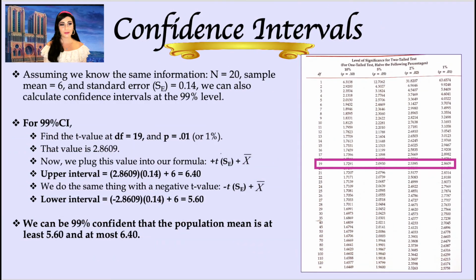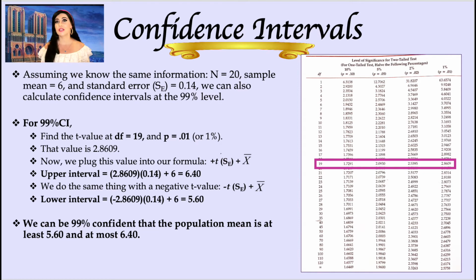So let's take a look at how we can do the same thing, but this time for 99% confidence interval. Assuming we know the same information that n is equal to 20, our sample mean is 6, and our standard error is 0.14, we can also calculate the confidence intervals at the 99% level. So the first thing we need to do is identify our degrees of freedom. We've just calculated them and we know our degrees of freedom is equal to 19. So we're going to go back to the DF column. You're going to find 19 in the first column. Once you do, this time you're going to slide your finger to the right until you get to the 1% column.